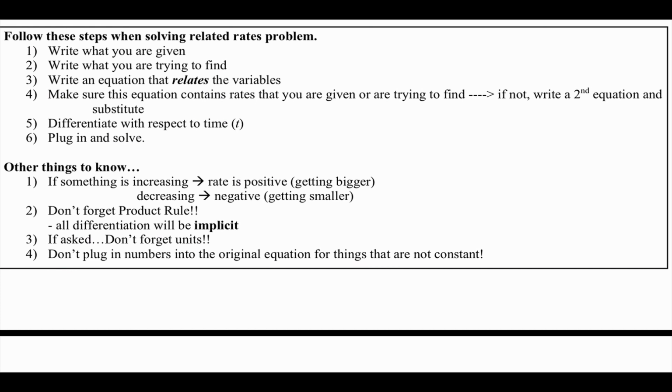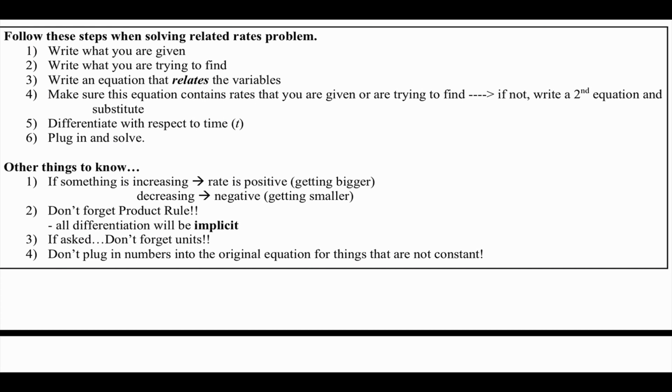Sometimes we need to use product rule. All differentiation will be implicit, which means tags. Anything that's not a lowercase t gets a tag. If asked, don't forget about units. So sometimes I'll ask you about units. Don't forget to label those at the end.